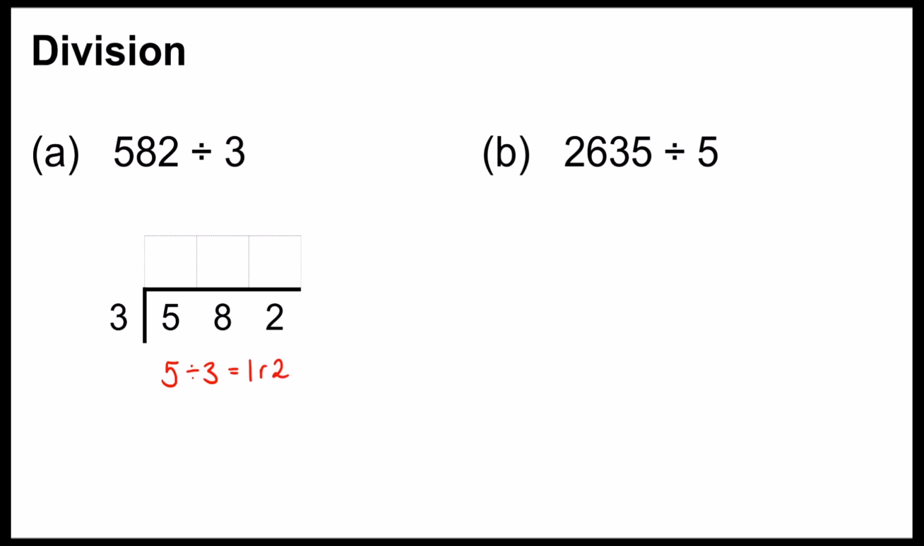I can lay this out in my bus stop by writing a 1 above the 5 and carrying my remainder of 2 onto the 8, which is the next number along. Because I've carried the 2 along, I now want to divide 28 by 3. 28 divided by 3 would be 9, remainder 1. Again, I can write this into my bus stop with a 9 at the top and carrying my remainder of 1 onto the 2.